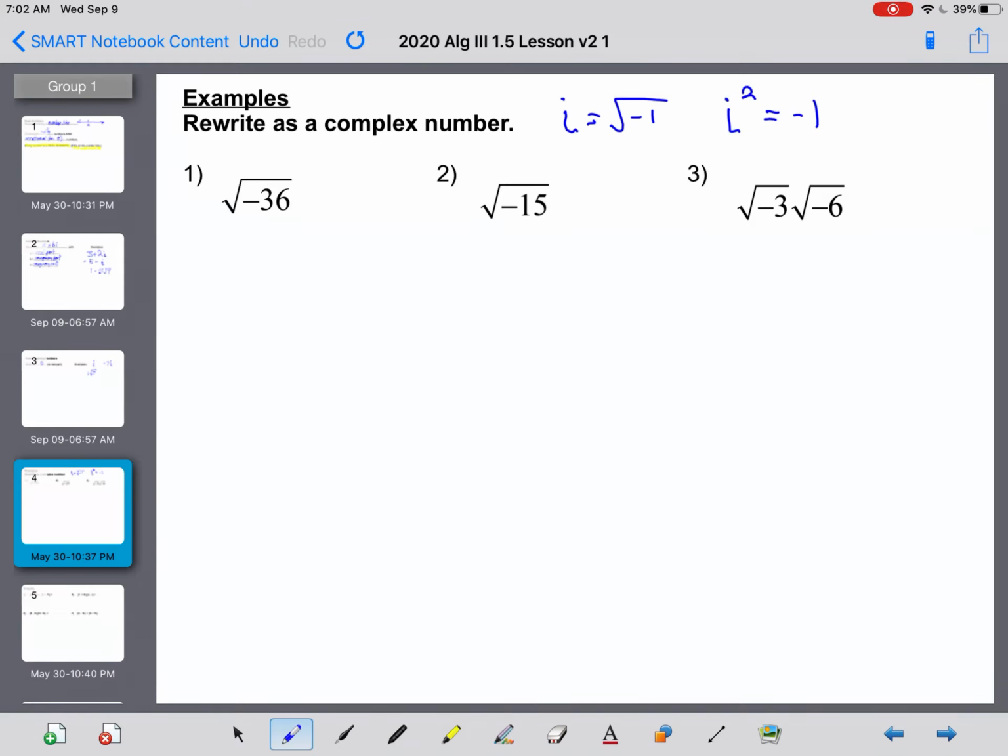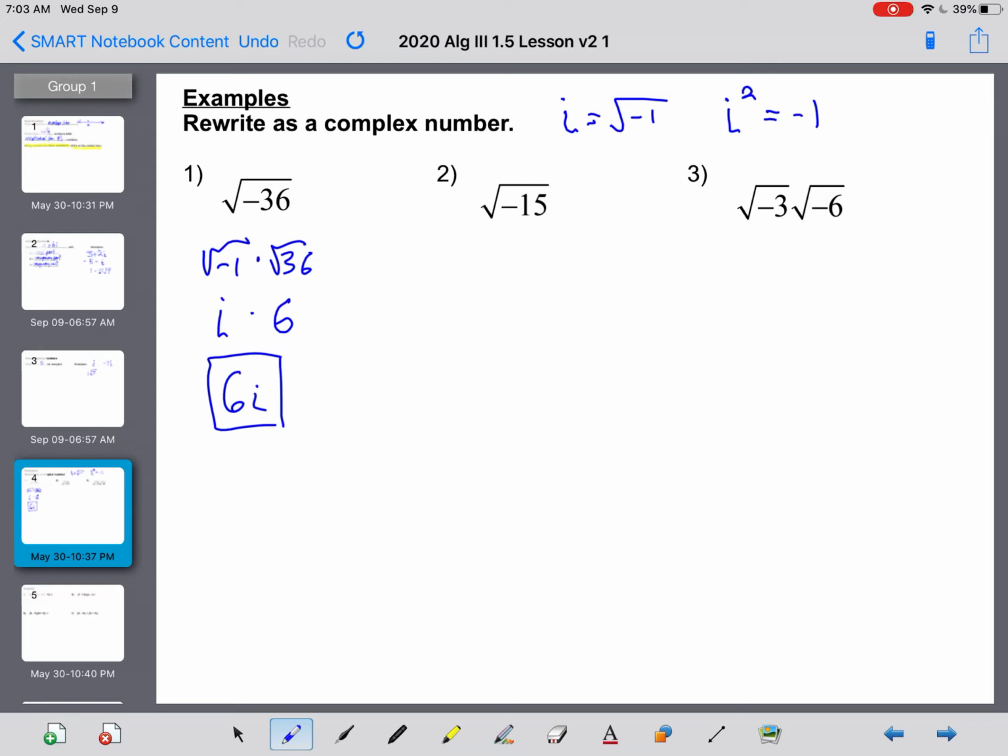So this really is the square root of negative 1 times the square root of 36. Square root of negative 1 is my I. Square root of 36 is a perfect square, so it's 6. So my final answer will be 6i.